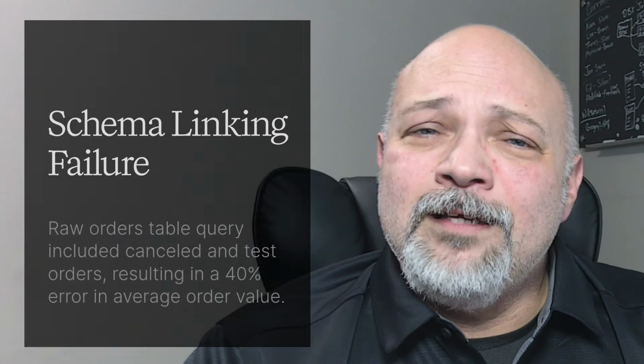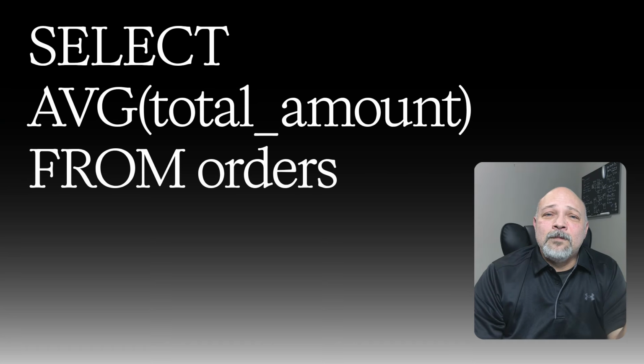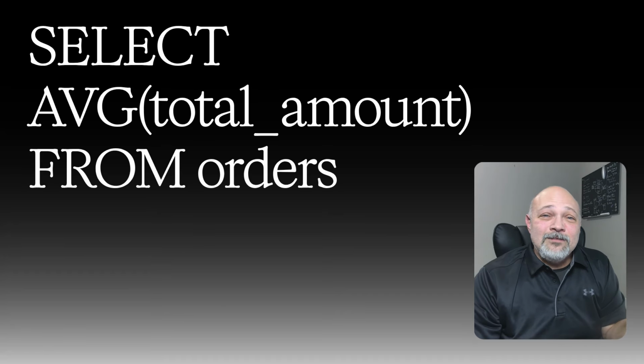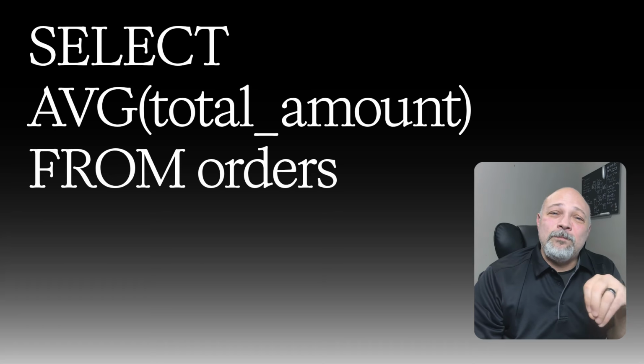Here's the failure that occurred. The AI wrote this query. So why is this wrong? It included canceled orders. It included test orders. It included returns. And the result, the number was off by 40%.